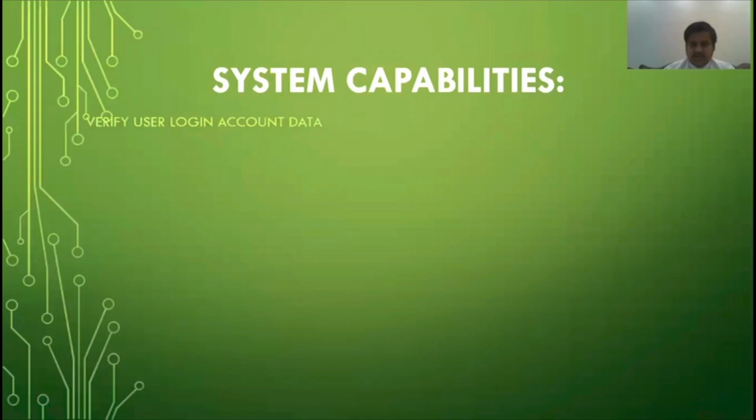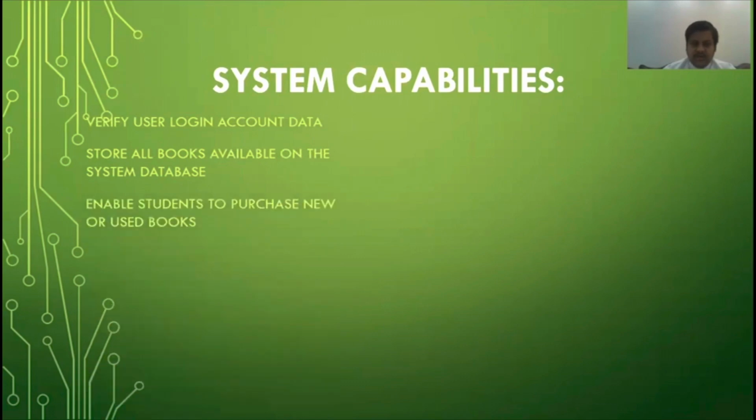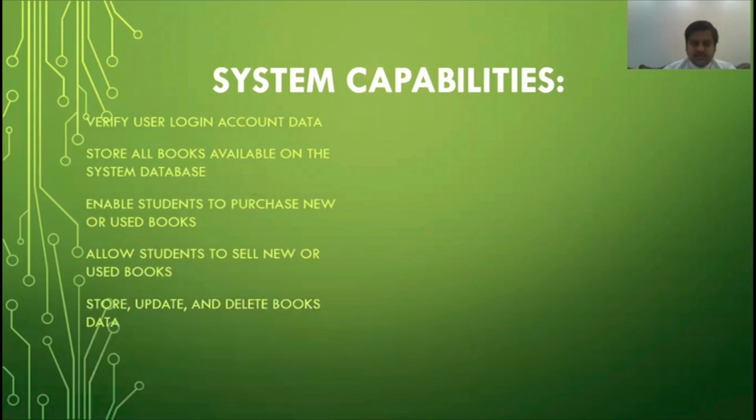And the system capability: the system has many capabilities. The first one is to verify user login account data, which will give you security. The second is to store all books available in the system database. The third is to enable students to purchase new or used books. And the fourth is to allow students to sell new or used books. These two points are better than the physical library, because it only offers new books, which are very expensive. The next one is to store, update, and delete book data.